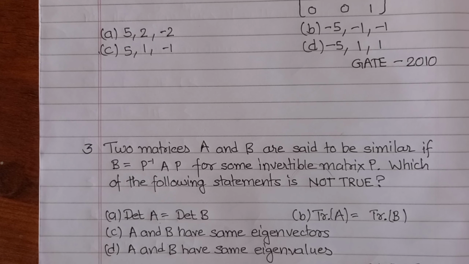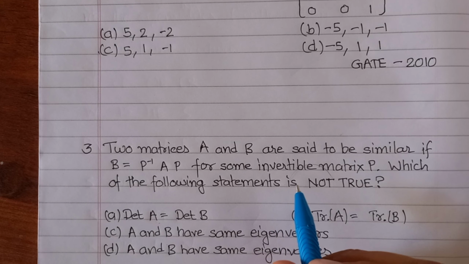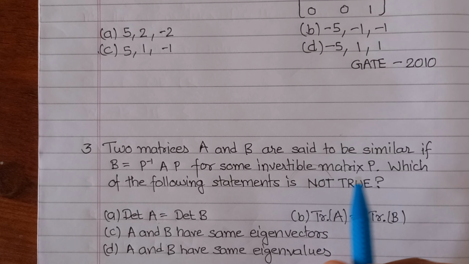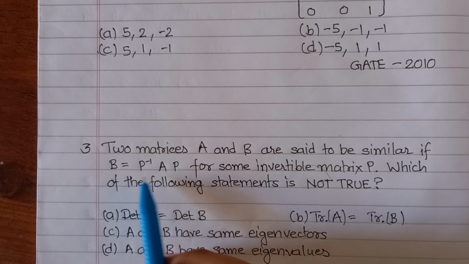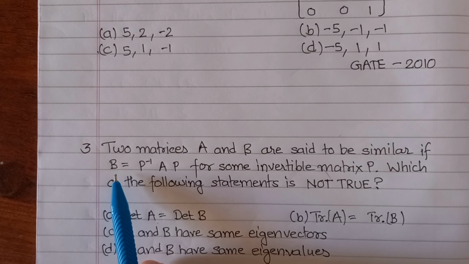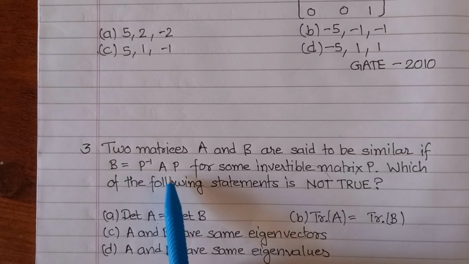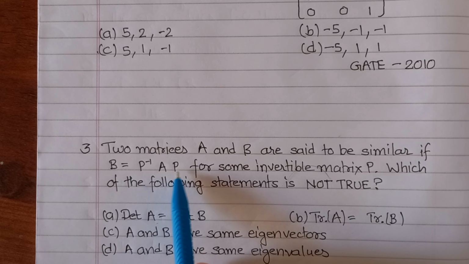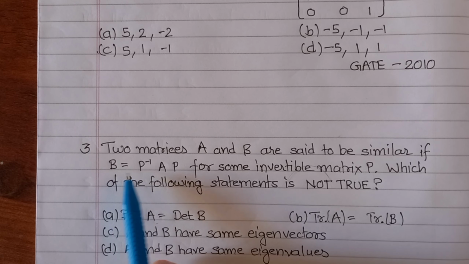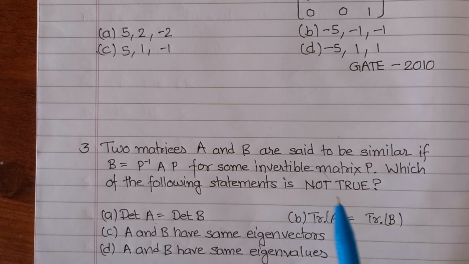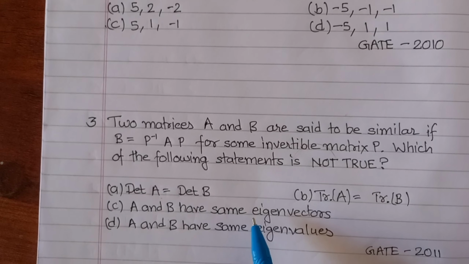In the next question, we have two matrices A and B, which are said to be similar if B is written in this form, where P is an invertible matrix, so we can write P and P inverse both, and B is related to A in this manner. Now we have to find out which of the following statements is not true.